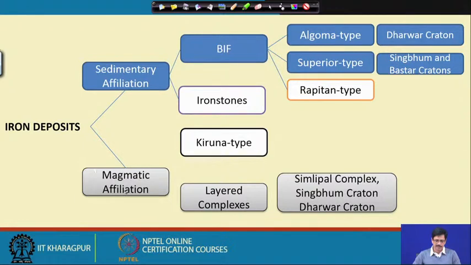So, we will go to that, but magmatic affiliation generally we see as layered complexes, as we have seen in the case of the Bushveld complex, or the layered complexes occurring as oxide layers with intermediate type composition, anorthositic type of composition. The only occurrence that we have in the Singhbhum Craton is the Simlipal complex, which comes close to that. There are certain uneconomic occurrences of titanium and vanadium bearing iron oxides associated with the Simlipal complex, the details of which we will not be discussing here.